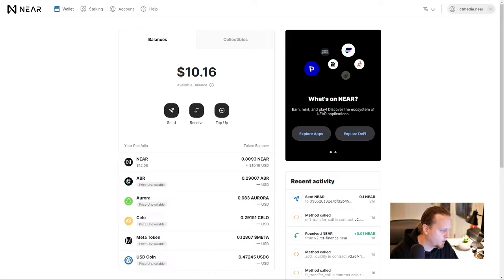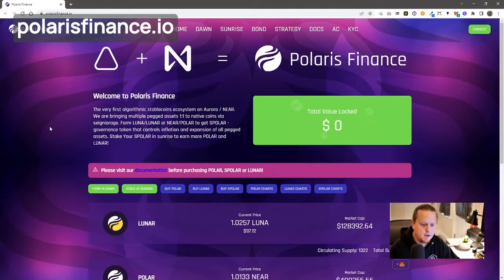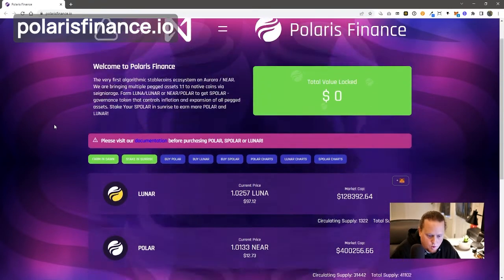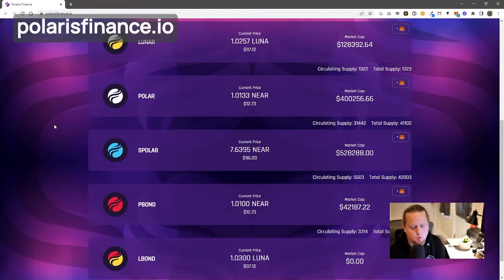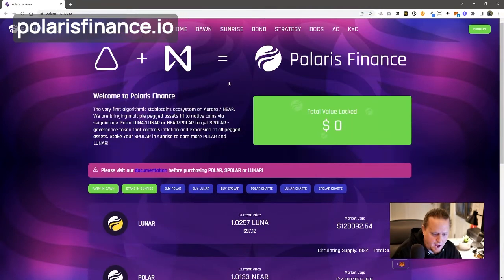We're going to start off with one of my favorite new projects that I'm involved in, and that is Polaris Finance. Polaris Finance is a Tomb fork, but it's the first Tomb fork built on Aurora, and it currently has a couple of algorithmically pegged stablecoins. Polar is pegged to the value of Near, and then they have Lunar, which is pegged to the value of Luna. And I think this is one of the most exciting, smaller projects within the Near and Aurora ecosystem right now.